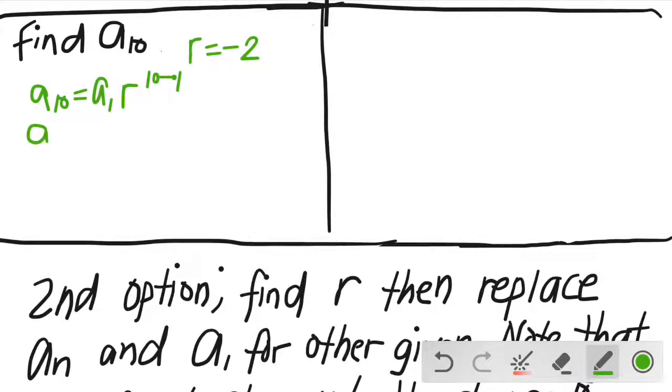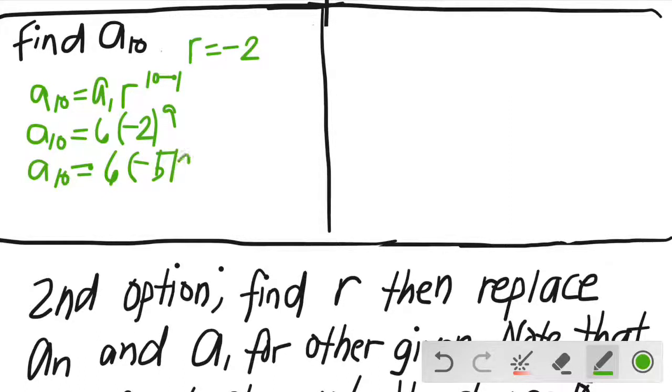So let's go on ahead. A sub 10, we are looking for this 10th term, our first term being a 6, multiplied by our common ratio negative 2 to the 9th power. And so our 10th term will have 6 multiplied by negative 2 to the 9th, which will give you a value of negative 512. And in doing so, we find that the 10th term is actually negative 3072 when our common ratio is a negative 2.